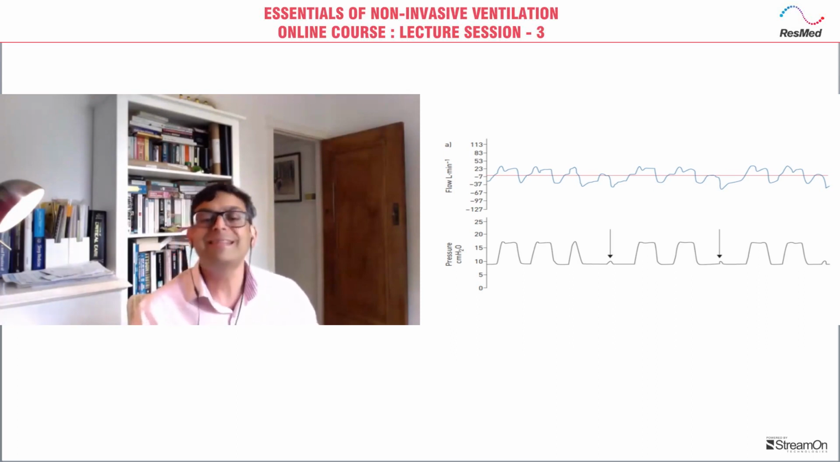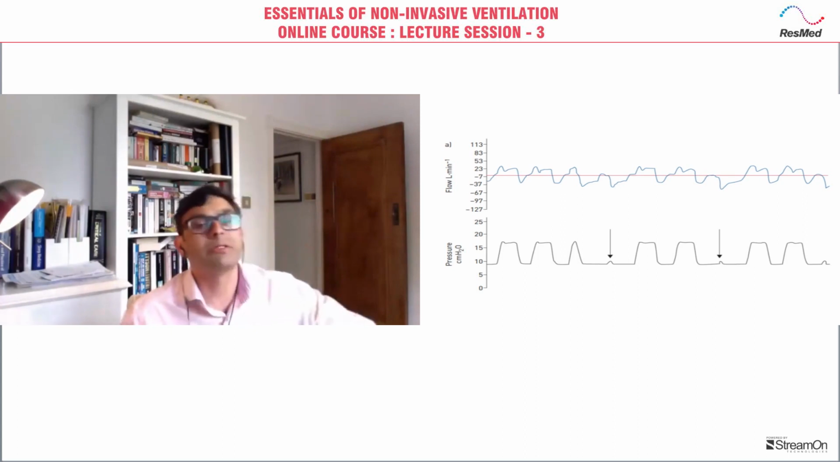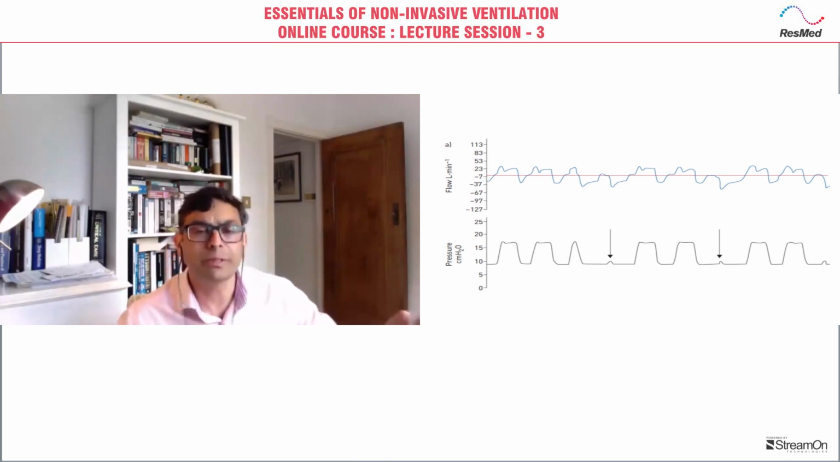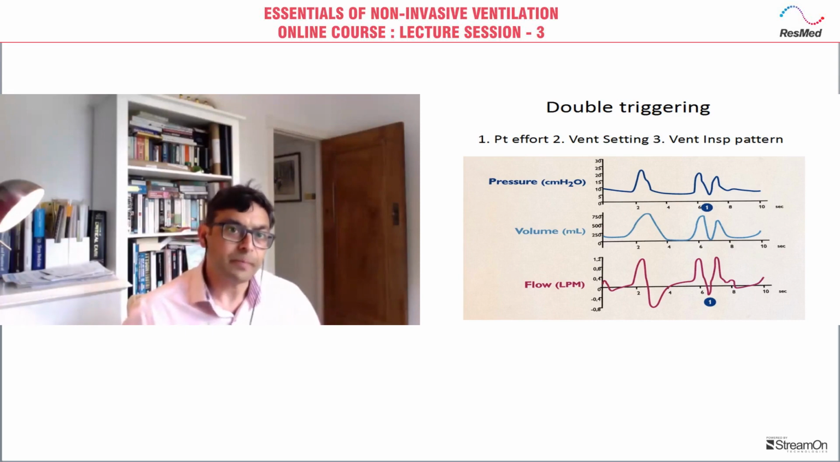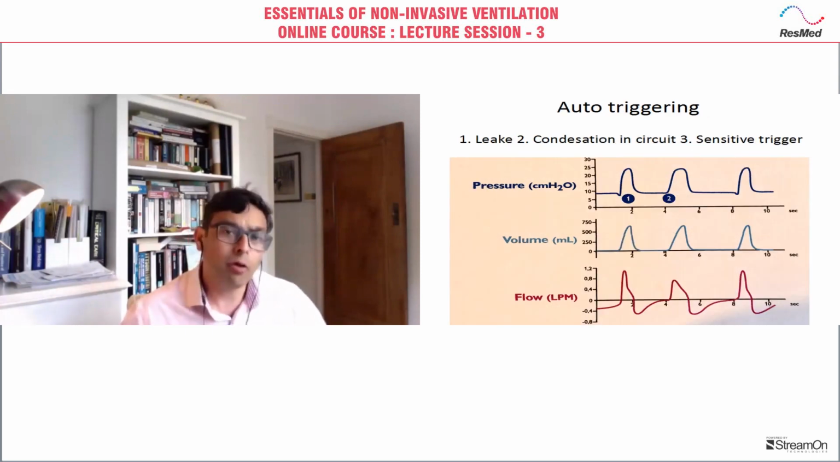So the machine doesn't realize when the patient is trying to breathe in, or the patient is too weak, or the trigger is not sensitive enough. But the commonest problem is mask leak. So again, get your mask leak sorted. Double triggering and auto triggering.